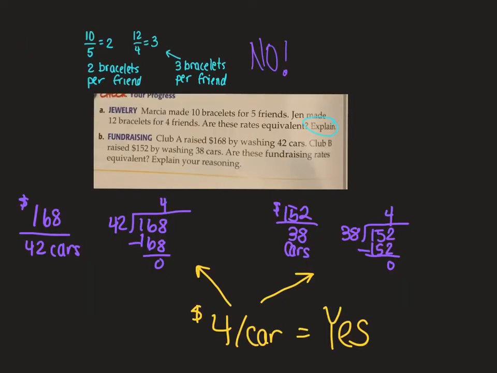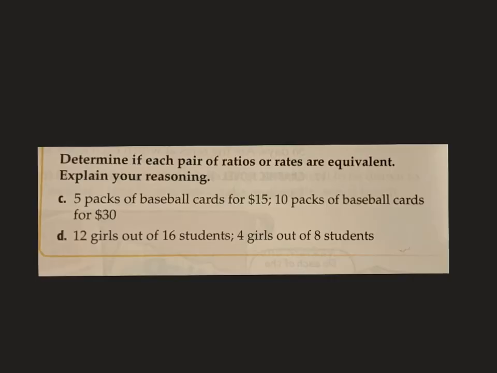All right, I got yes. I figured it out by dividing. I did price per car. 42 goes on the outside, 168 on the inside. I divided and I got 4. 38 on the outside, 152 on the inside. I got 4. So they are both getting $4 for every car that they're washing. So, yes, they are equivalent, even though this one made more money than this one. He washed more cars, but it's $4 per car. Yes, it's equivalent.